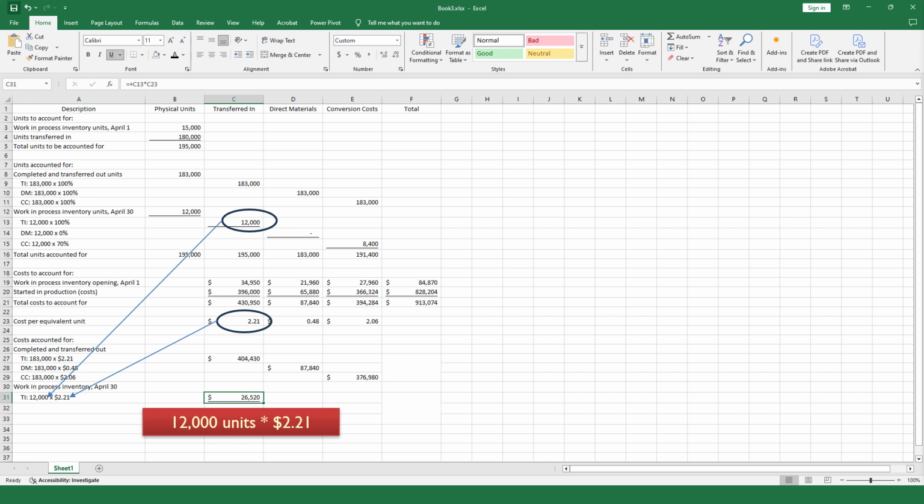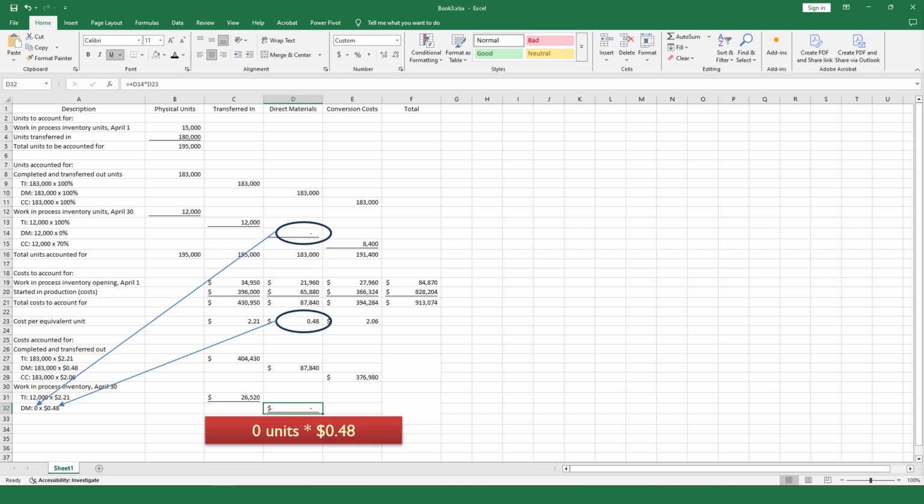For the transferred in, we take the equivalent units of 12,000 and multiply by the cost per equivalent unit, $2.21, which is equal to $26,520. That's the cost of the transferred in items which are still in the production process on April 30th in the baking department. For the direct materials, we take the equivalent units of 0 and multiply by the cost per equivalent unit, 48 cents, which is equal to 0 costs.